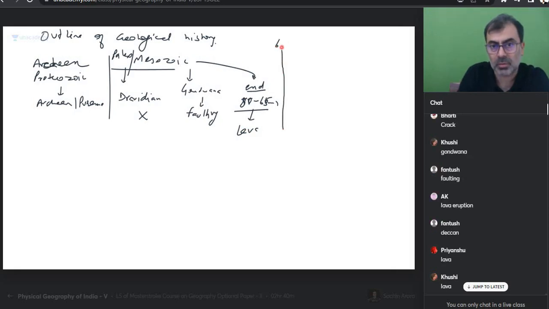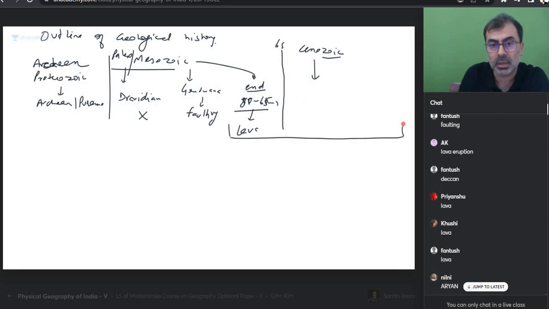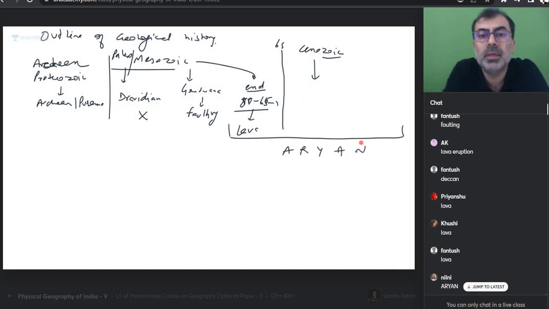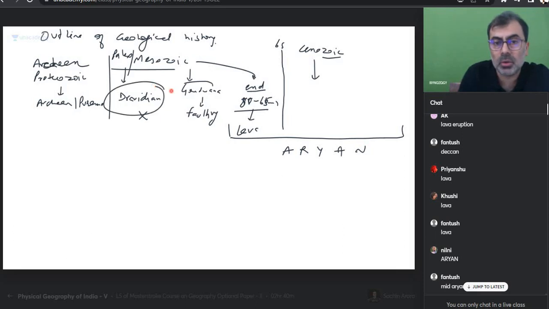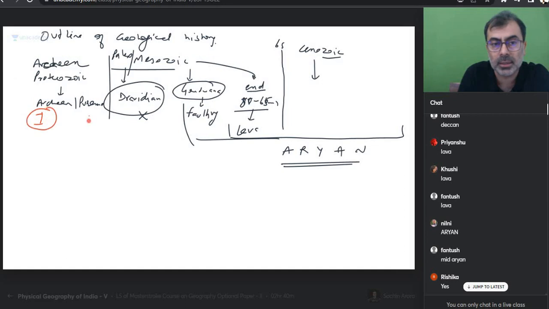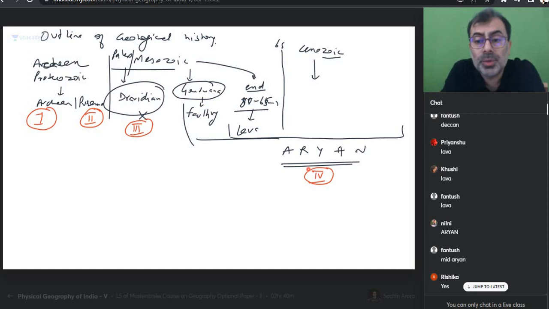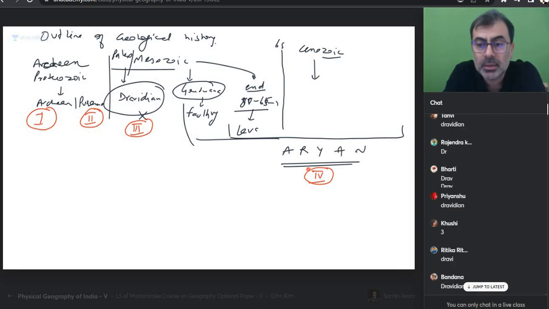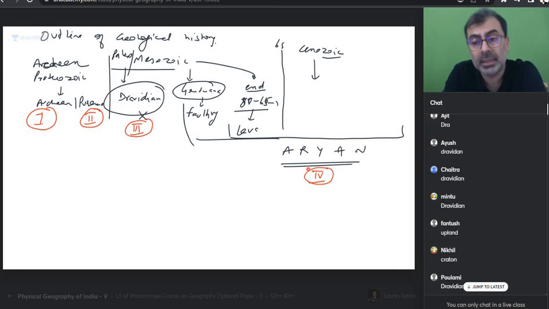Is everyone okay? Now we are coming to 65 million, Cenozoic. In Indian terms, what do we call this area? Aryan. Is everyone okay? So Dravidian and Gondwana are nothing but everything is Aryan. So India will have 4 things only: Archean, Purana, Dravidian, Aryan. Which one is missing in the Peninsula? Dravidian is missing in the Peninsula. Why is it missing? Because this was an elevated craton, an elevated block. It was highland.